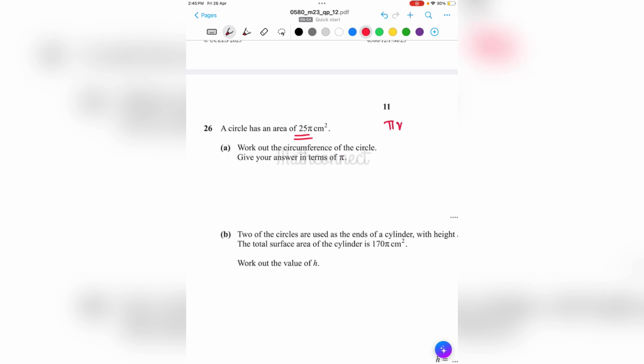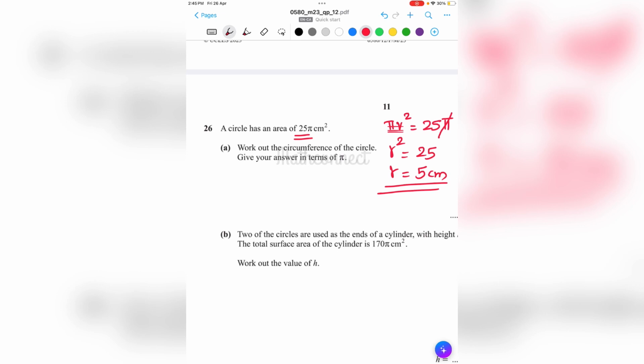So area of the circle is pi r square. This is the formula for the area of the circle. So pi r square is equal to 25 pi according to the question. We can cancel out the pi. So r square is equal to 25, or we can get r is equal to 5 centimeter. That is, we can take the square root. r square is 25, so r will be square root of 25, so r is 5 centimeter.